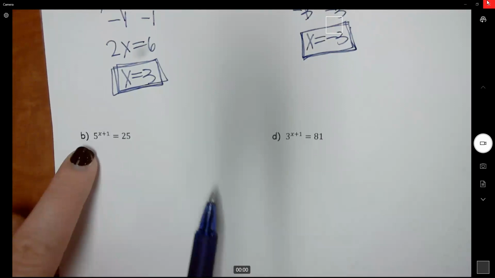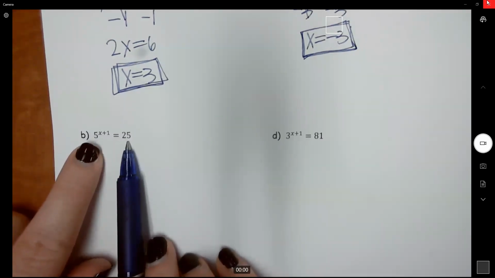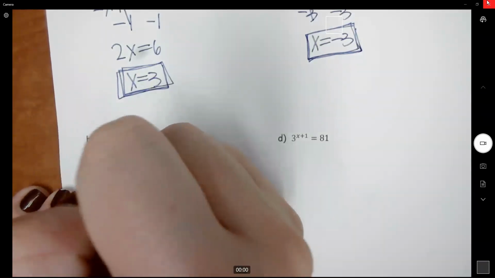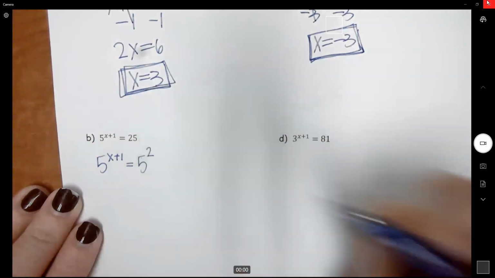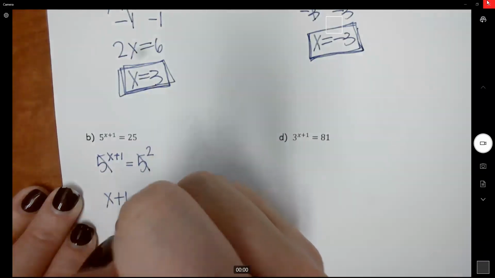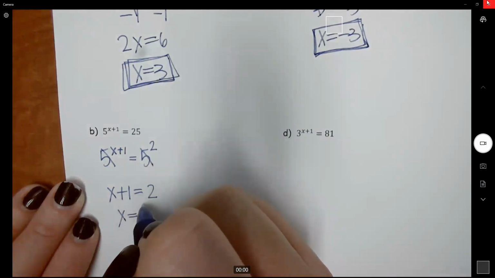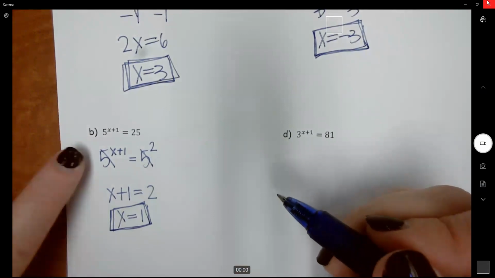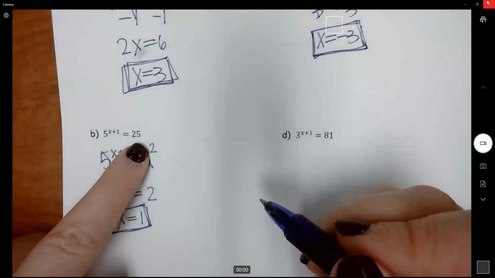So here you have a base of 5 and you have 25. Well, I can get these bases here to match. Another way to write 25 is 5 squared. So now that my bases cancel, now I can set up my equation. So here we get x equals 1. So check that. You plug in your 1 here, you get 1 plus 1 is 2, so 5 squared does equal 25.